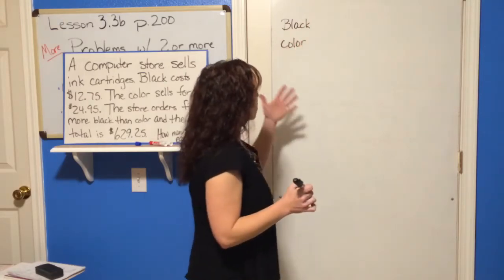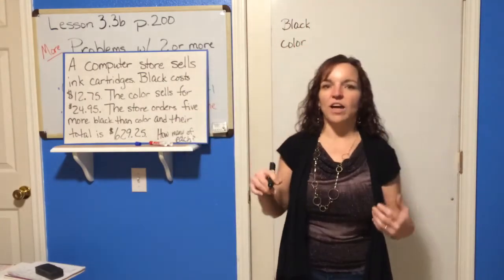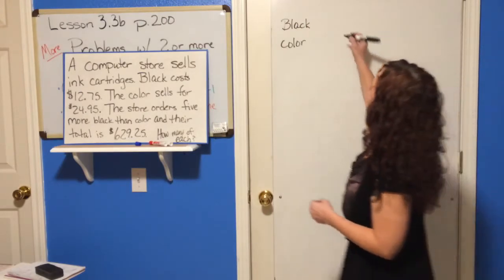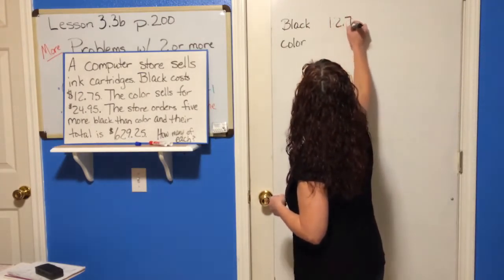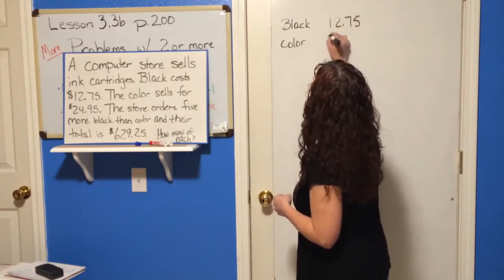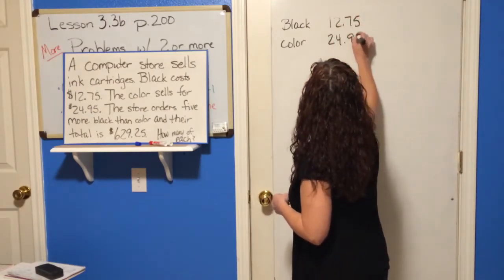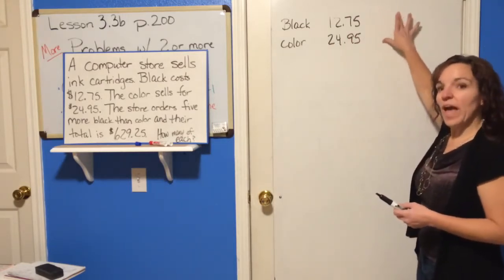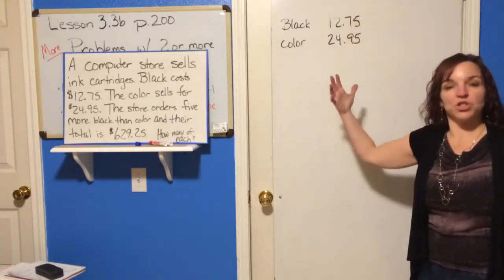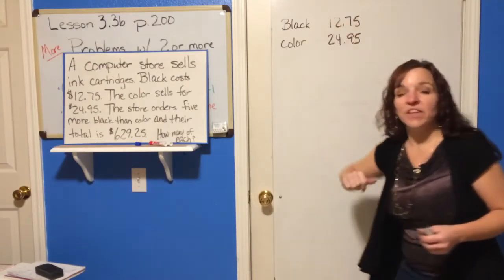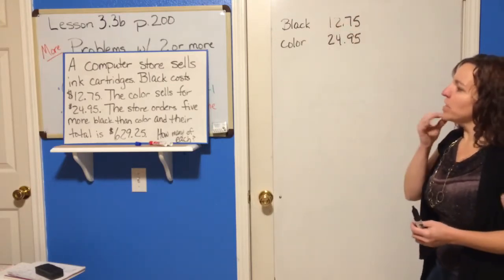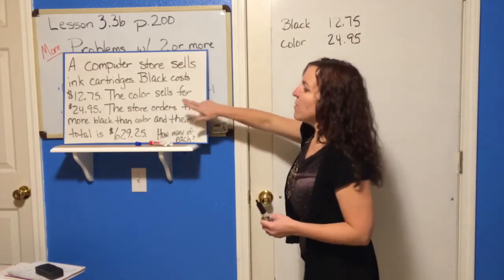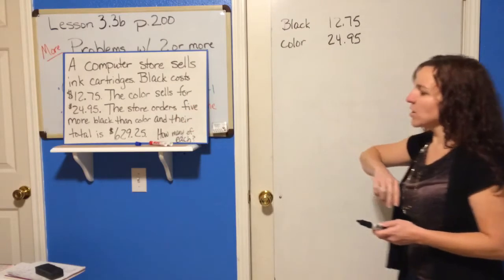All right, so we've got black cartridges and we've got color cartridges. The information we know is that the black cartridges cost $12.75 and the color ones cost $24.95. If we knew how many of each of these we had, we would just multiply to get how much they spent on that type of ink cartridge, right? But we don't. The store orders 5 more black than color.